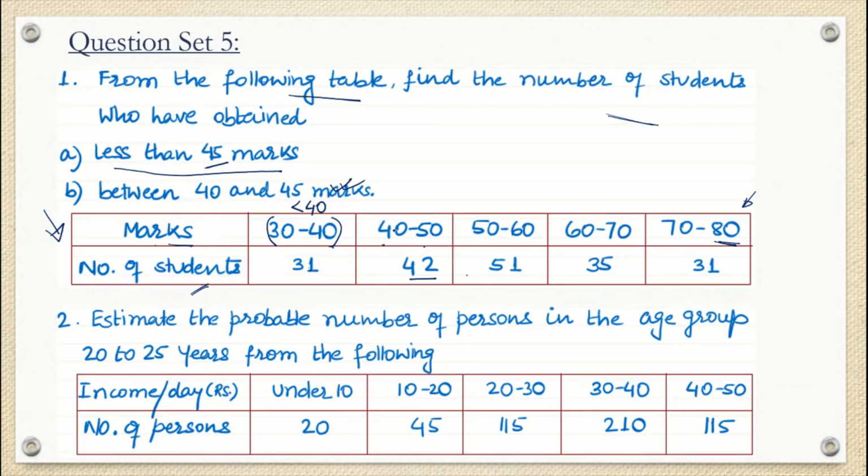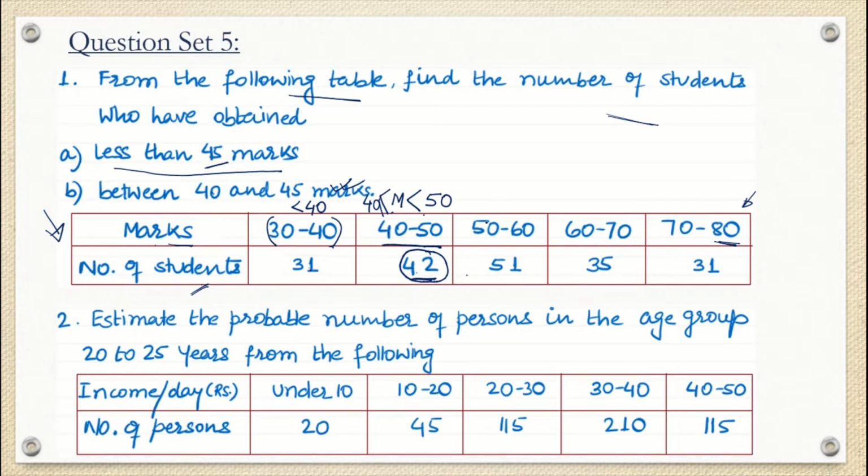Now, what about this 40 to 50? This column says that a total of 42 students have scored marks between 40 and 50. That means these 42 students have got at most 50 marks, but the minimum marks they have got is 40. If I say these marks are M, then the marks are between 40 and 50, and we can include 40 here because the previous column is less than 40. So 40 marks we are including in this column.